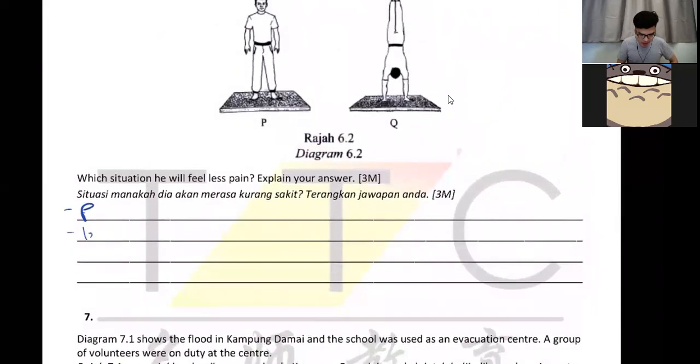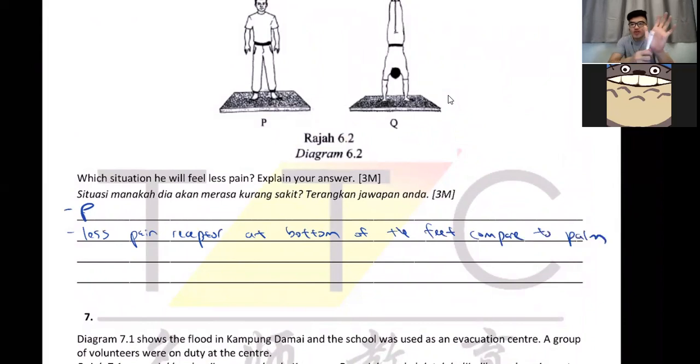Okay, because you have fewer pain receptors at the bottom of the feet compared to the palm. You have more receptors here, so it's going to feel more painful here. This is why we don't walk like this.